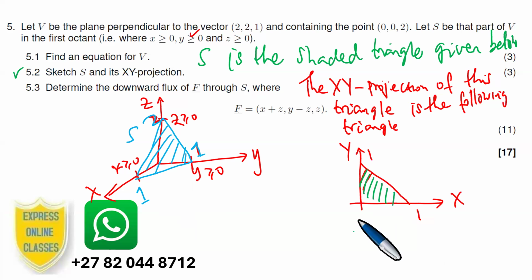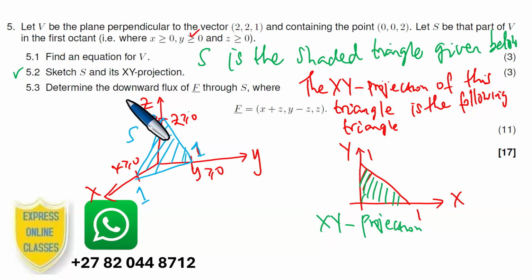So the XY projection of this triangle is the following triangle, right? Because if you only take what is happening in the XY plane, then this is what you're going to get. So now we have done the XY projection, which is just the image of this, or the shadow of this, in the XY plane. Now we are done.